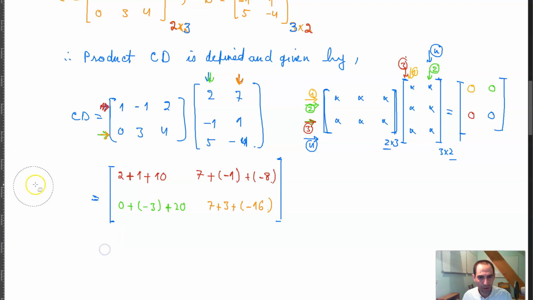There is nothing complicated really about that. But you need to be focused, otherwise it's very easy to make mistakes in matrices. 10 plus 3 is equal to 13. That is -9 plus 7 is equal to -2. That is 20 minus 3 is equal to 17. And this is 10 minus 16 is equal to -6. And that is your matrix. 13, -2, 17, -3.